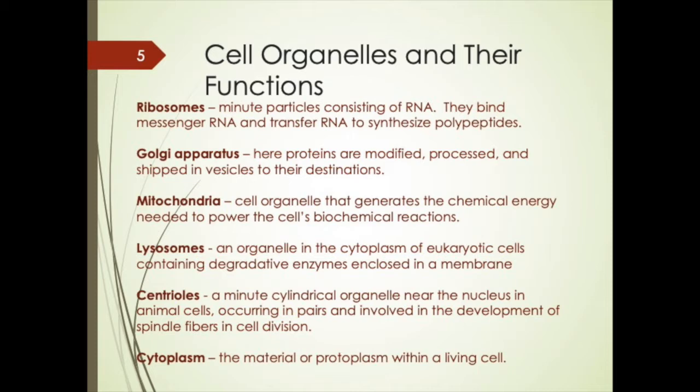The rough endoplasmic reticulum is different. It has ribosomes attached to it. It produces proteins based on those ribosomes. Ribosomes consist of RNA. They bind other RNA molecules together to make polypeptides. It makes proteins from amino acids.